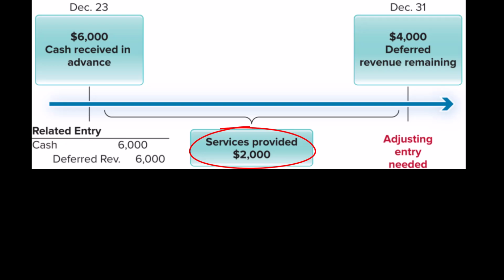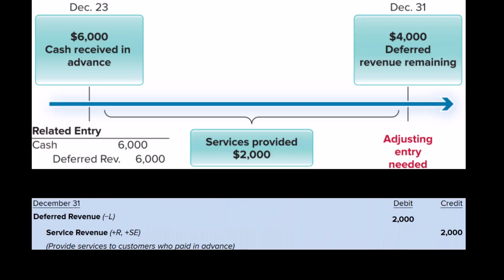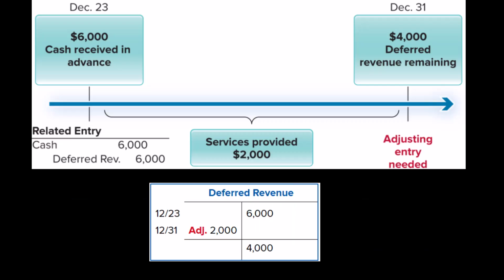We now need an adjusting entry to decrease our liability and recognize the revenue we've earned. To decrease our liability, we debit deferred revenue for $2,000. To recognize the revenue, we credit service revenue for $2,000. This reduces our liability to the remaining $4,000 and correctly reports the $2,000 we earned on the income statement.